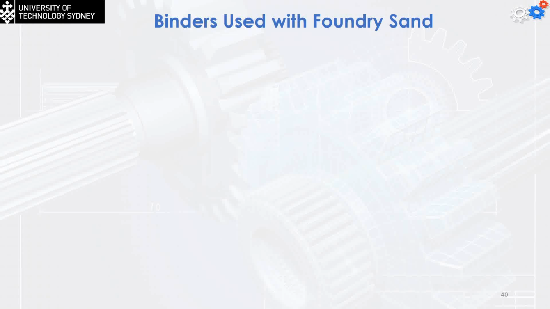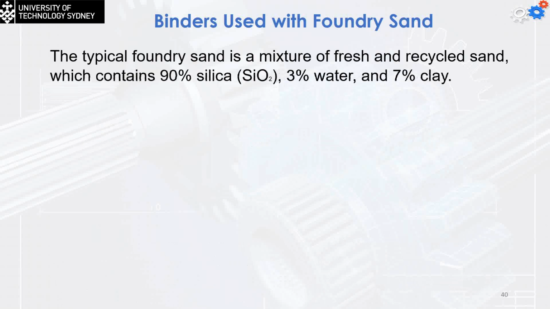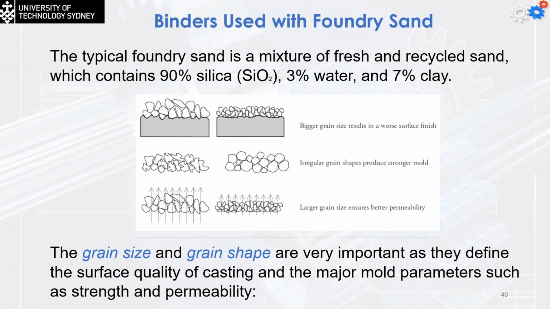We need to use binders to keep the foundry sand particles together, and usually the sand is a mixture of fresh and recycled sand, which contains 90% silica, 3% water, and 7% clay. Now when we mention the clay, the clay is the binder material. The grain size and the grain shape are very important as they define the surface quality of the casting and the major mold parameters such as the strength and the permeability.